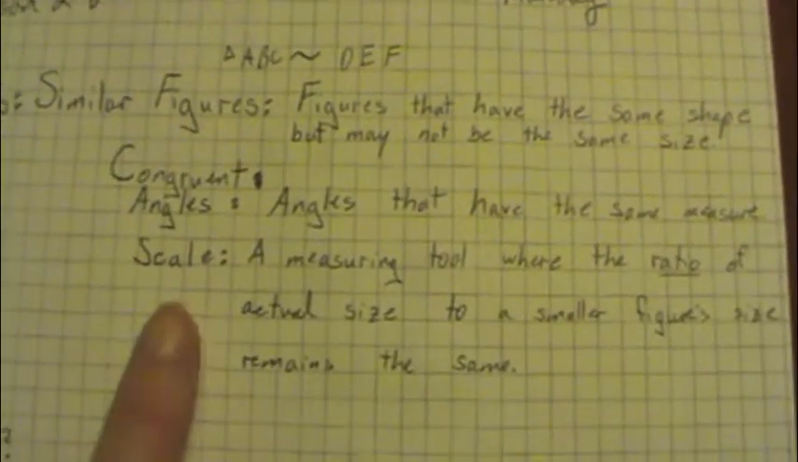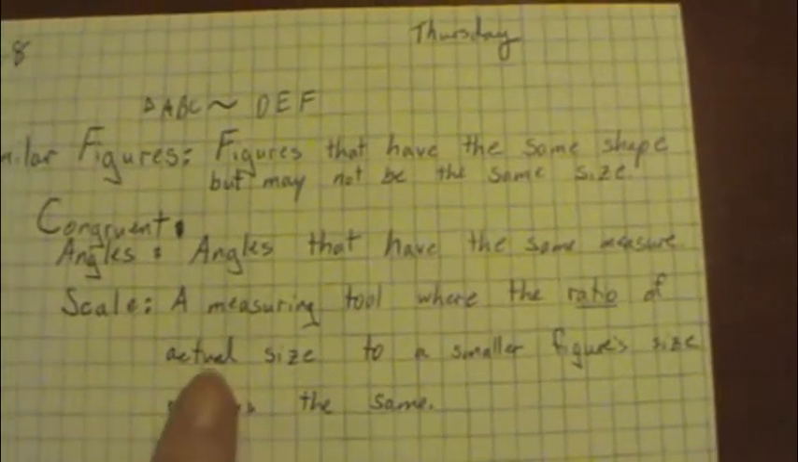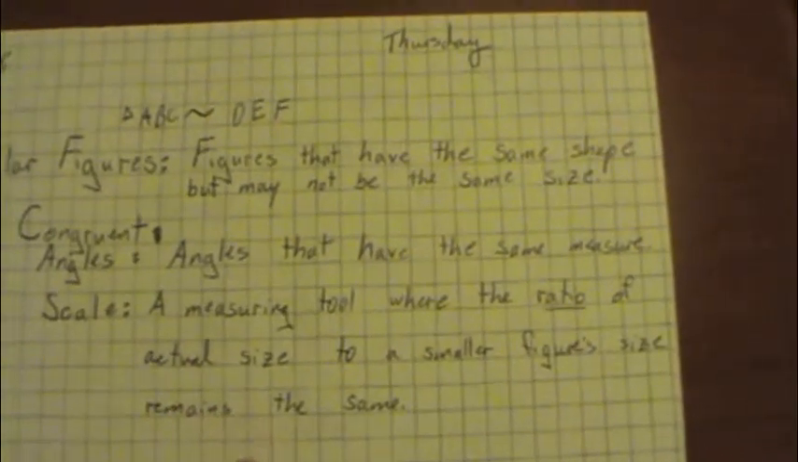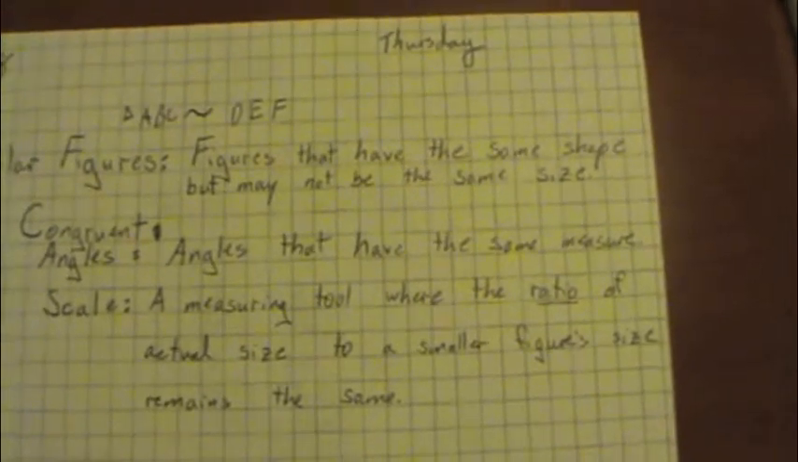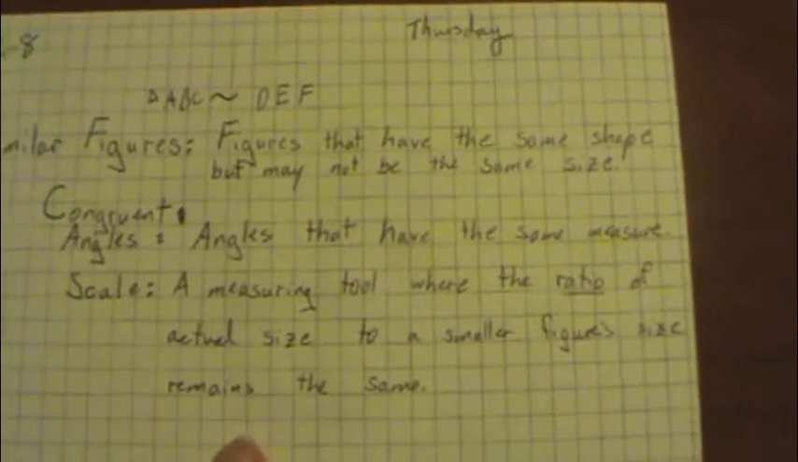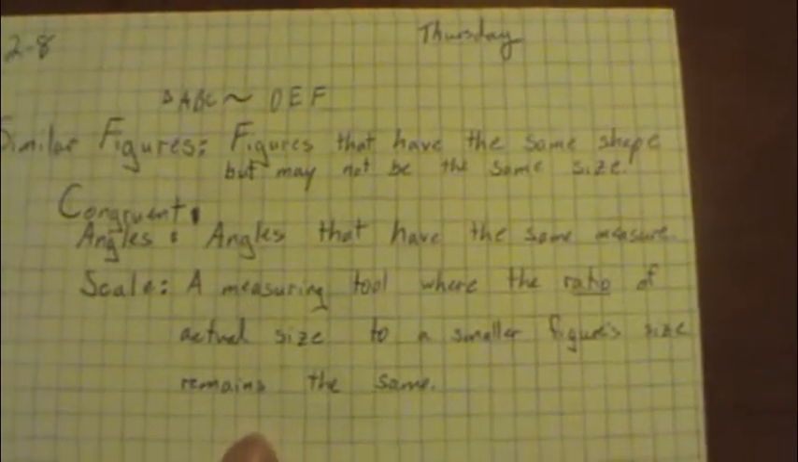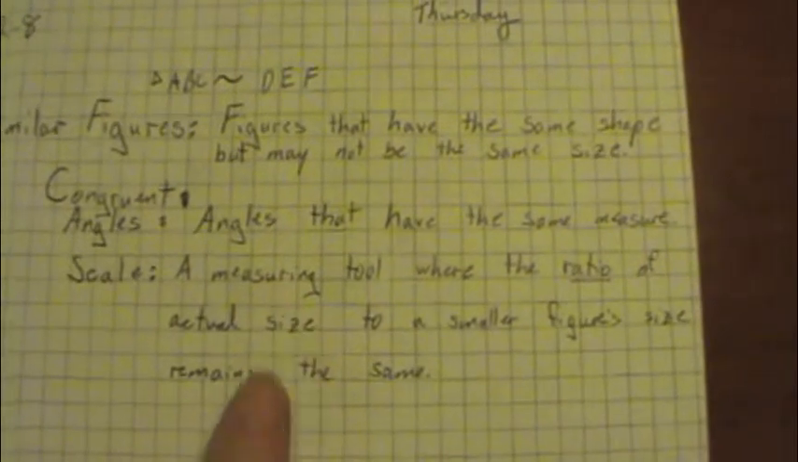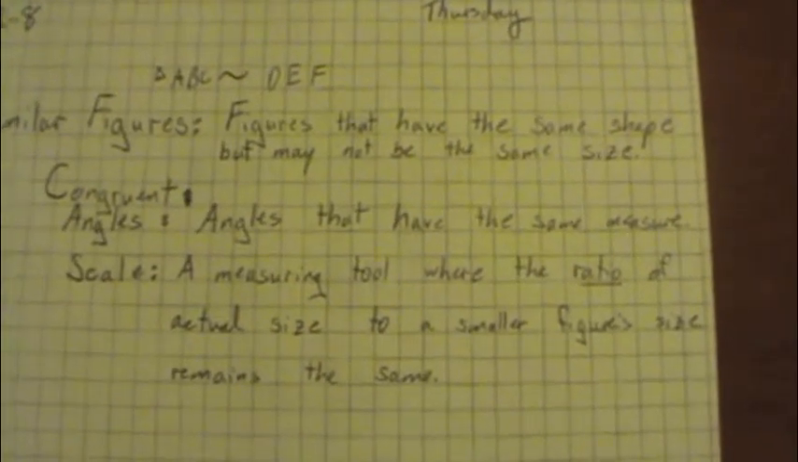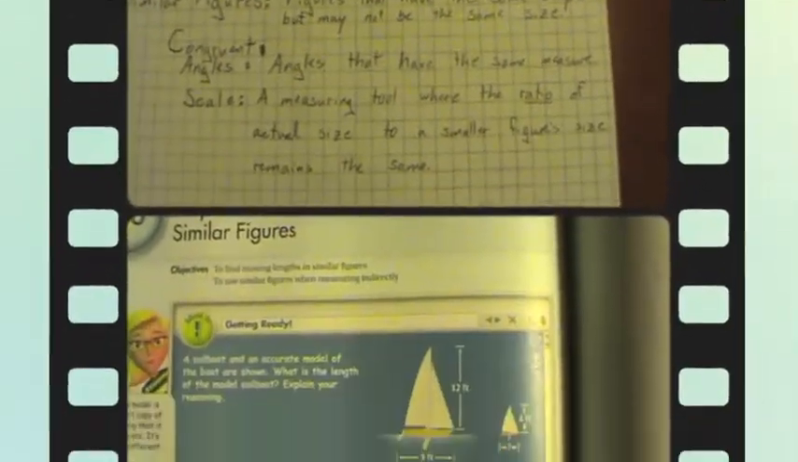And the only other vocabulary word I want you to write down is scale, meaning a measuring tool where the ratio of actual size to a smaller figure size remains the same. We'll get into this with one of the later problems. Your book also includes scale drawing and scale model as vocabulary, but if you know scale, you've got scale drawing and scale model. Let's take a look at page 130.